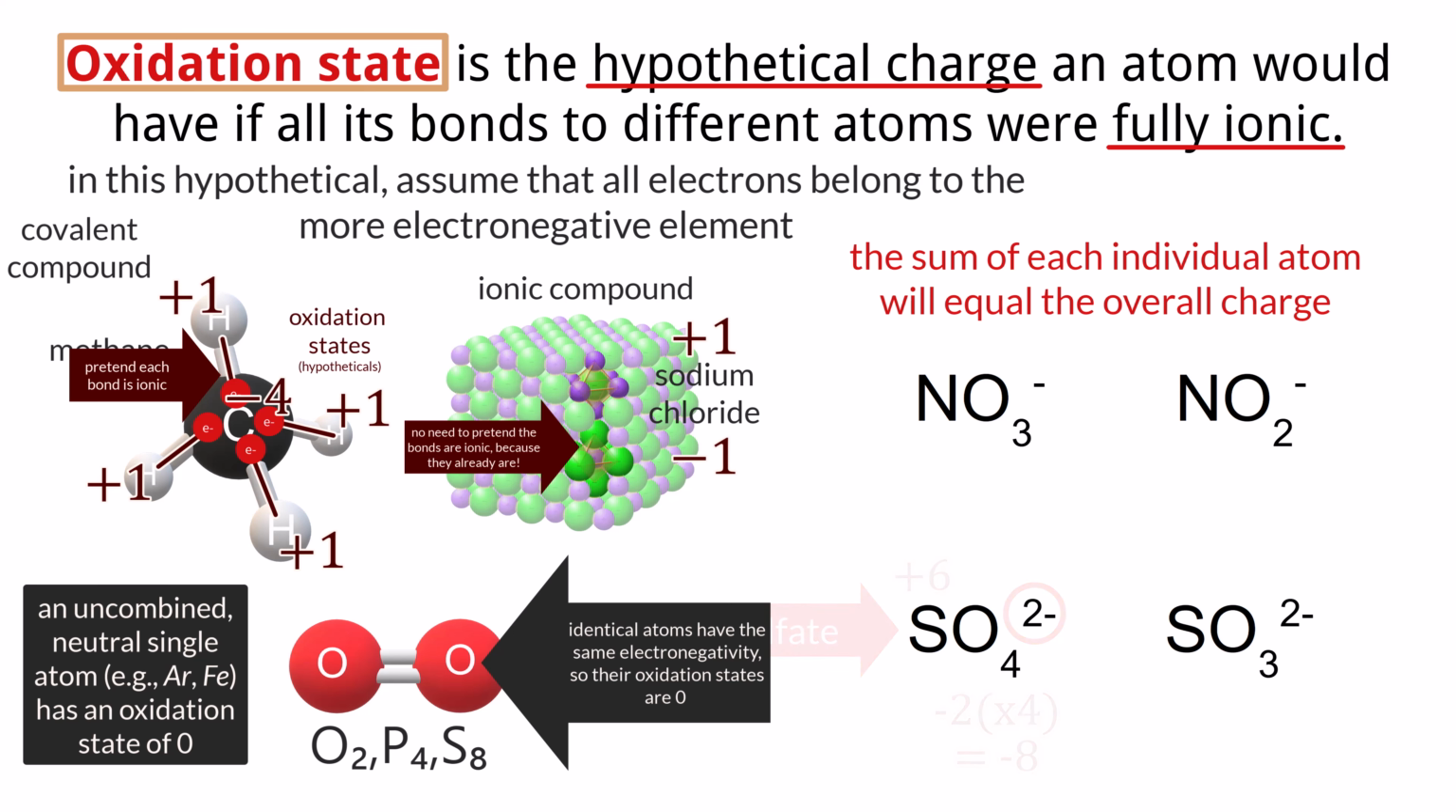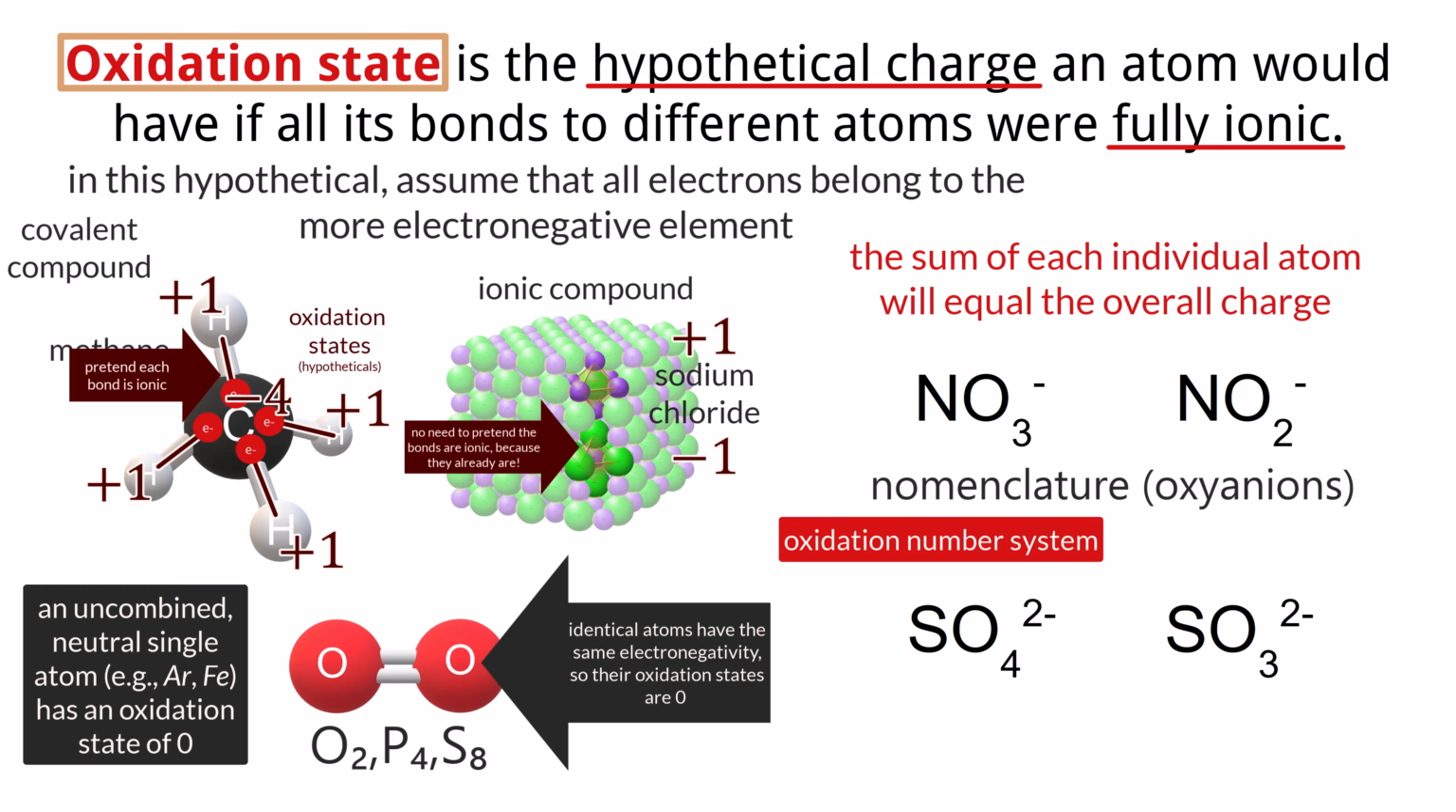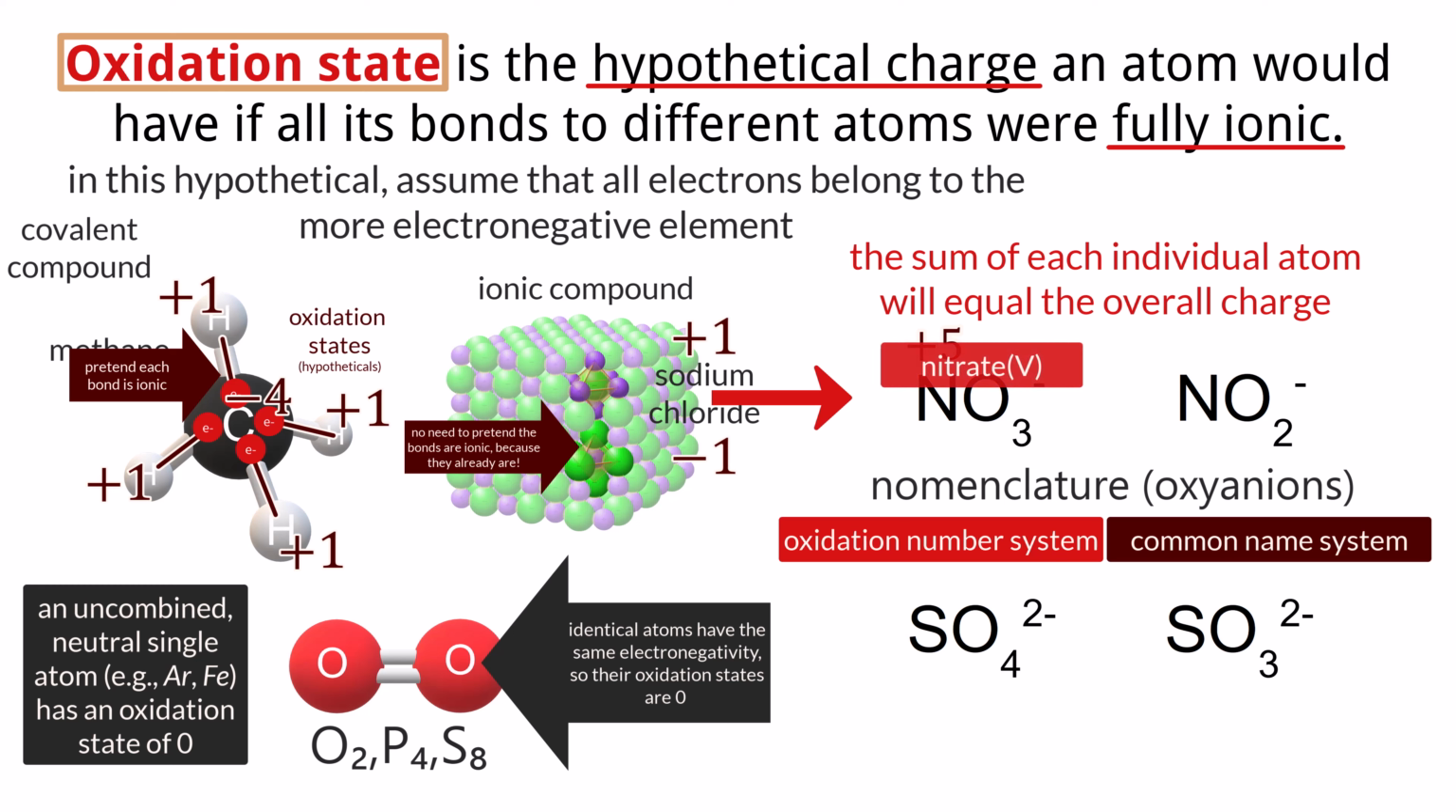Oxidation states are important for chemical nomenclature, especially for naming oxyanions. There are 2 primary systems used for naming oxyanions, one using oxidation numbers and the other using generic or common names, both of which are acceptable for the IB exam. For example, in the case of nitrogen oxyanions, the ion with nitrogen in the +5 oxidation state, NO3-, is systematically named the nitrate 5 ion, but commonly known as nitrate. The ion with nitrogen in the lower +3 oxidation state, NO2-, is the nitrate 3 ion, conventionally named nitrite.